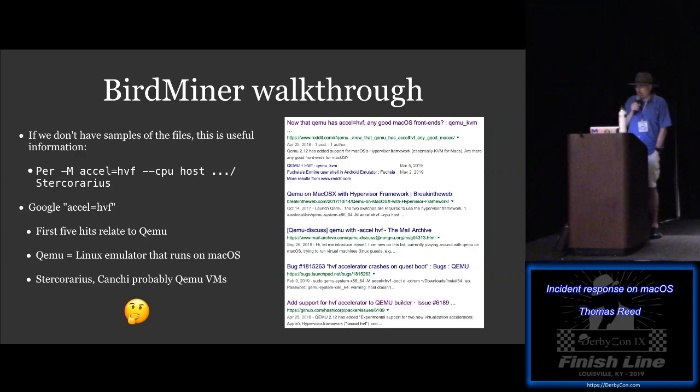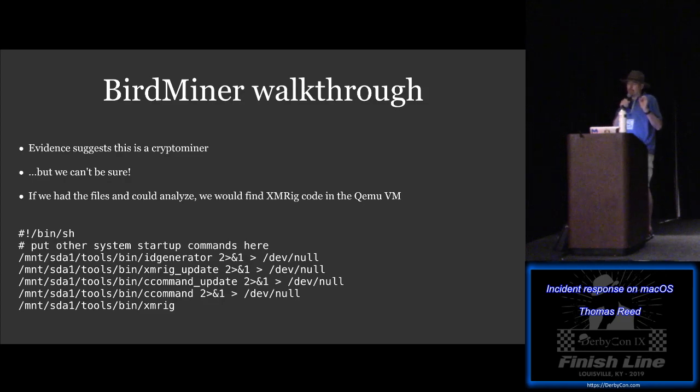And that means that these files, Stercorarius and Canchi, that are being passed as parameters, those are probably VMs. And if you actually go and look in the file info, you'll see they're fairly large files. Now, at this point, we're pretty sure they probably are crypto miners, but we don't have 100% certain evidence.